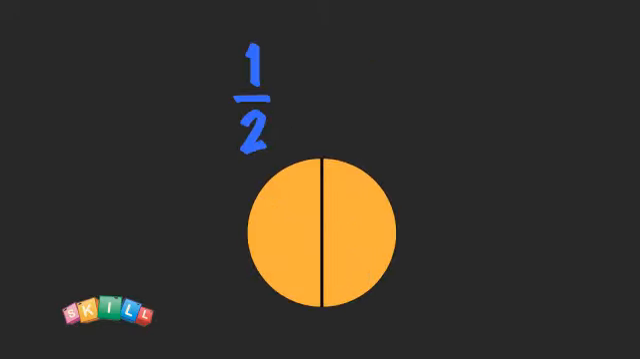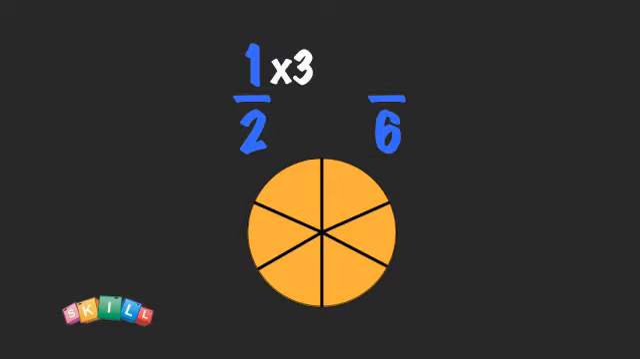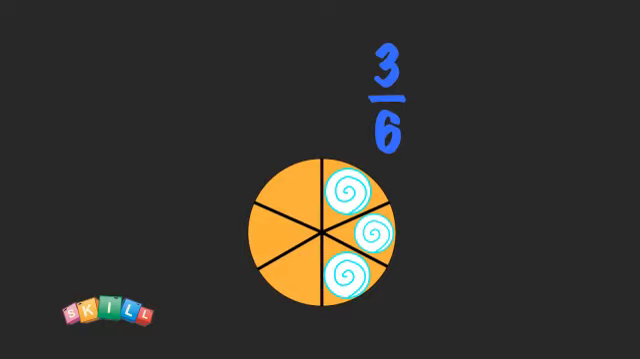Next, we need to turn our 1/2 pie into sixths. We need to multiply our numerator by 3. 1 times 3, that's easy, 3. So 3 pieces of our 1/2 pie will have whipped cream when we divide it into 6.